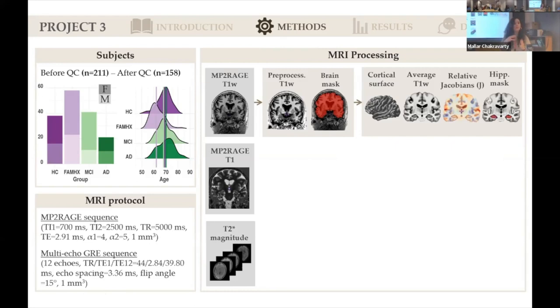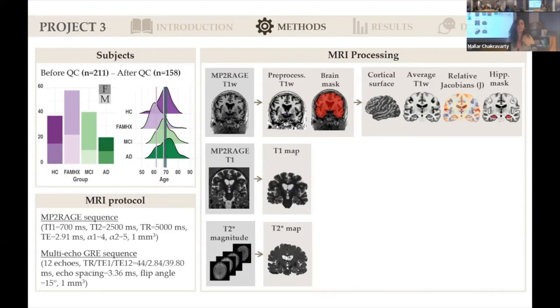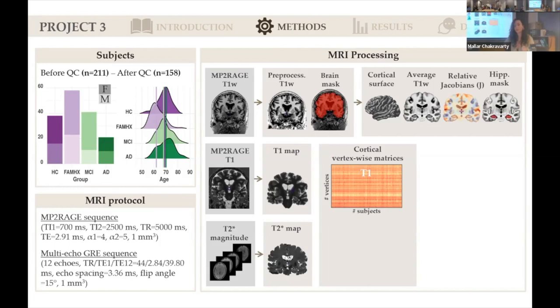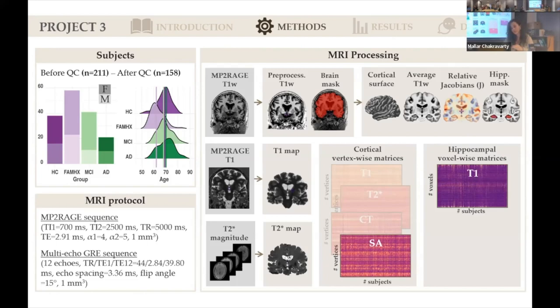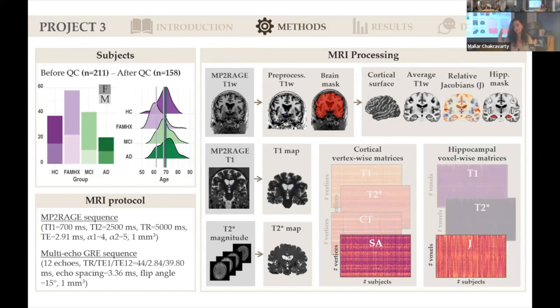So using that, we were able to extract the T1 map, and also by fitting an exponential decay to the T2 star magnitude, we were able to extract the T2 star map. And so for the cortex, we had four metrics. The first one was T1, so we had T1 vertex-wise and subject-wise. We had T2 star, again, vertex-wise, subject-wise. We had cortical thickness and surface area. And for the hippocampus, we had T1 voxel-wise and subject-wise, T2 star, and the relative Jacobians. So that was all the input that we used for the downstream analysis.